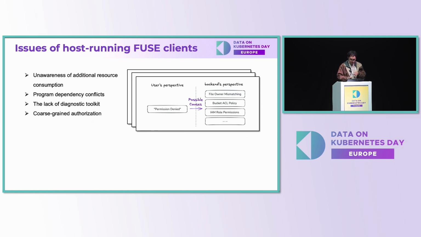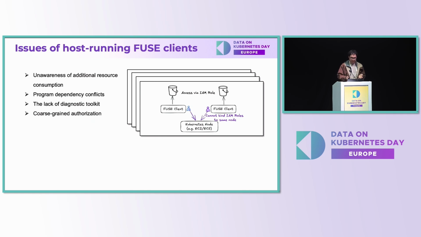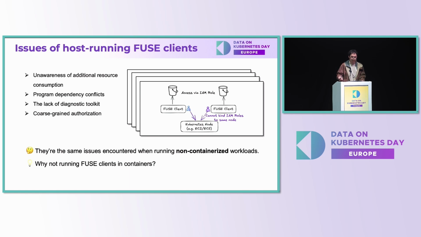So the last is about coarse-grained authorization. Two Fuse clients running on the same host will always share the same IAM binding to a Kubernetes node. So it's not possible to isolate the data permission among different users. So all these issues make us rethink about it.